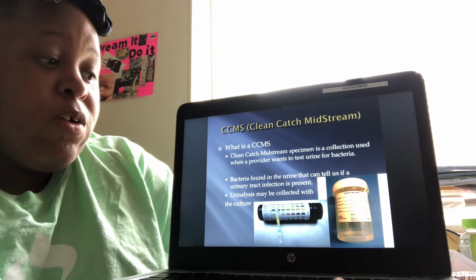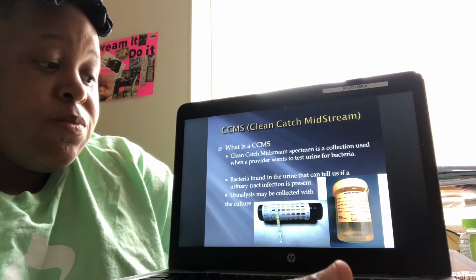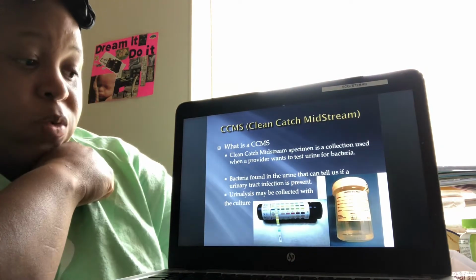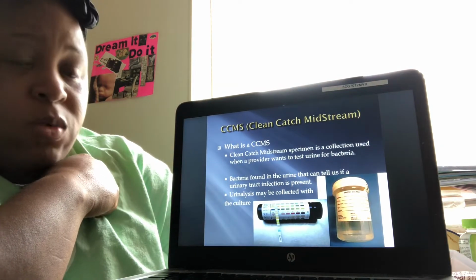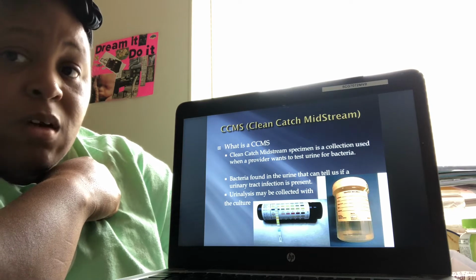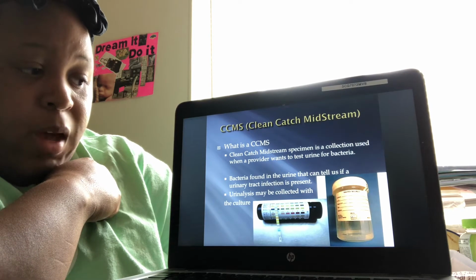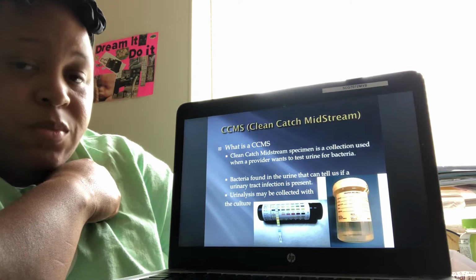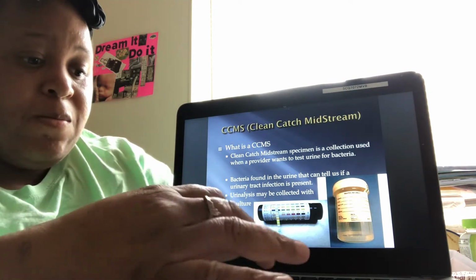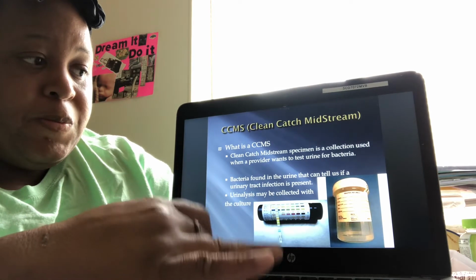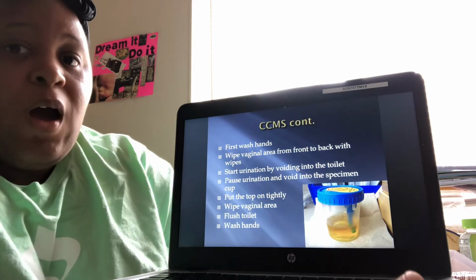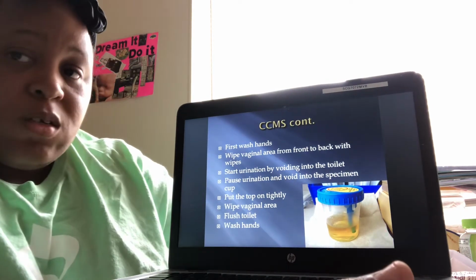At our facility, if someone orders a clean catch midstream, the provider also is going to want a urine culture and a urinalysis, shown in that picture right there, whether we're checking for abnormalities such as leukocytes, pH imbalance, ketones, and some other testing. So for the process, I always tell patients to wash their hands first.